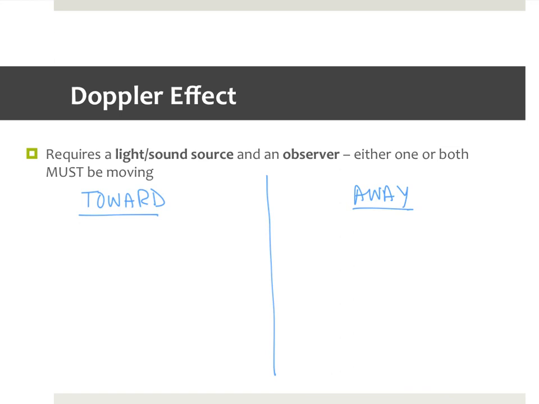Okay, so when you have a light or sound source and an observer, either one or both must be moving in order for the Doppler effect or the Doppler shift to be observed. So usually if the observer or the sound source are moving towards each other, then you're going to see a compression of the waves. It compresses and shortens these waves. So the wavelength shortens and it goes down. As a result, frequency goes up.